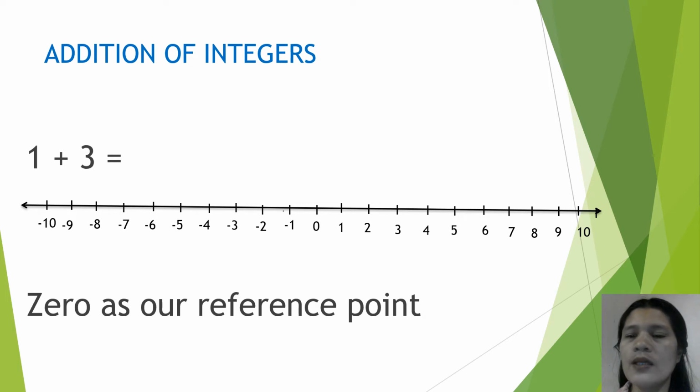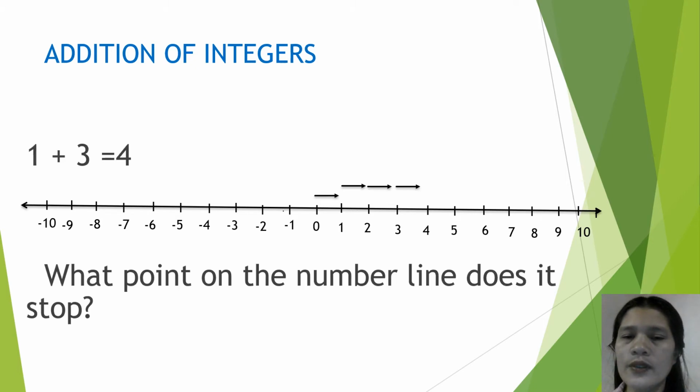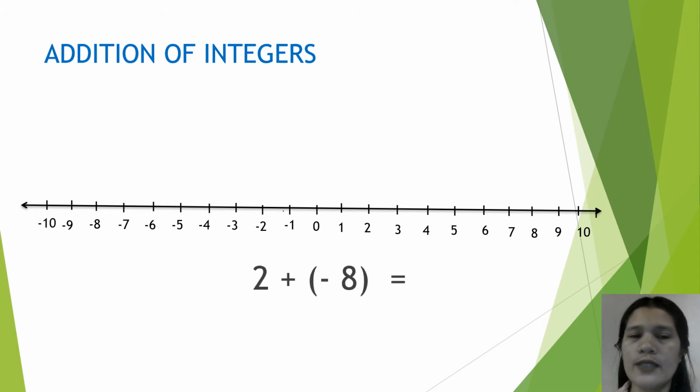Right, because 1 is positive. So we have to move 1, plus another 3 units of positive number, so going to the right again. 1, 2, 3. So at what point on the number line does it stop? It stops on point 4. So that is 4.